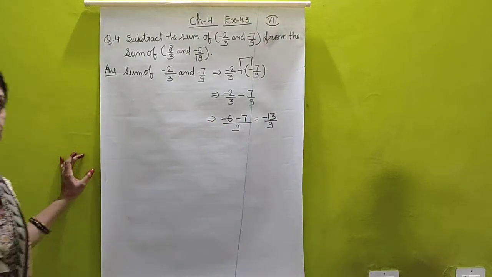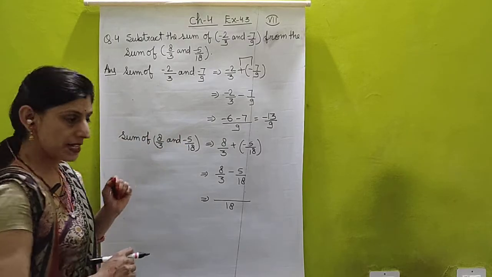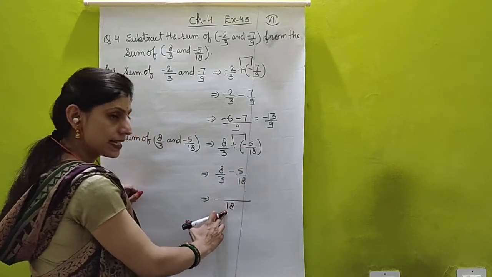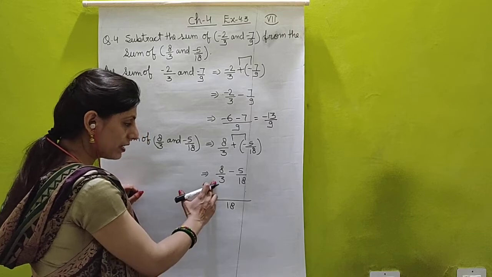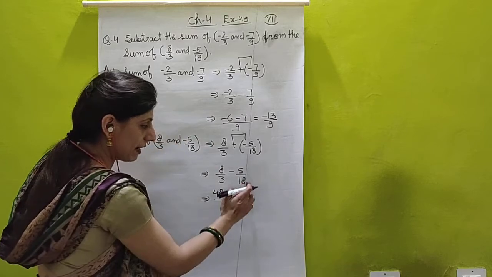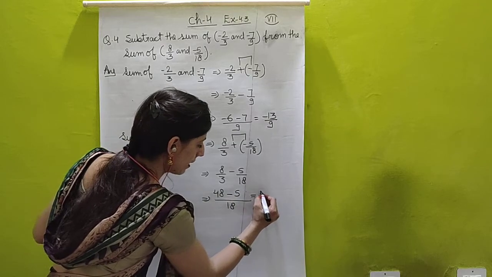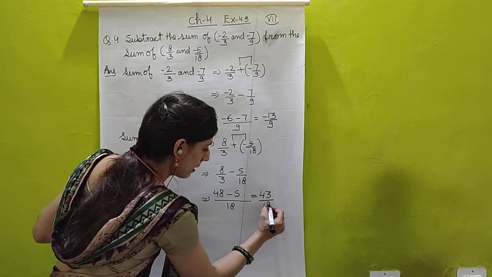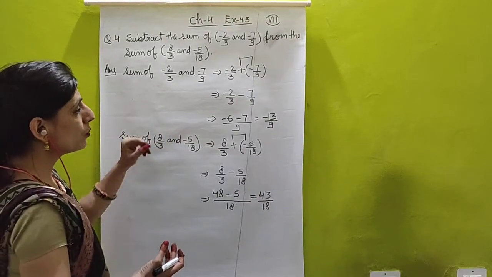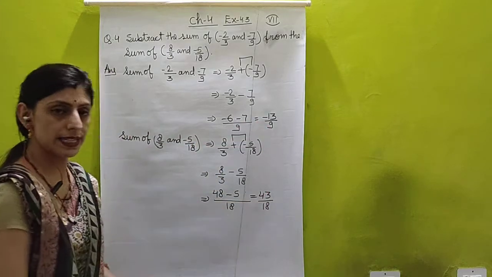Now the second step. In the second step, we will take the sum of 8 upon 3 and minus 5 upon 18. Here, students, again plus minus will be minus. Now I will take the LCM, that is 18. Now 18 divided by 3: 3 6s are 18. Then 6 multiplied by 8 is 48. Then minus, 18 divided by 18 is 1, 1 multiplied by 5 will be 5. And our answer will be 43 upon 18.